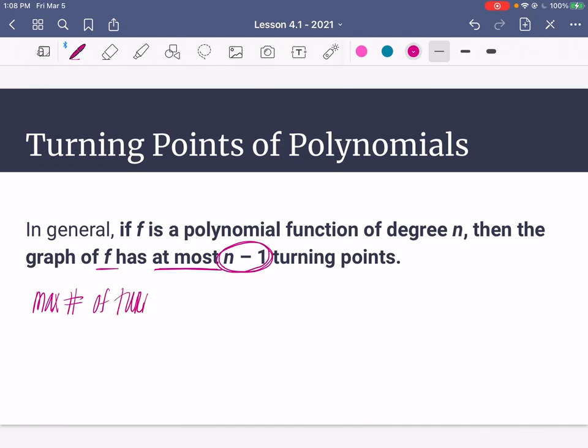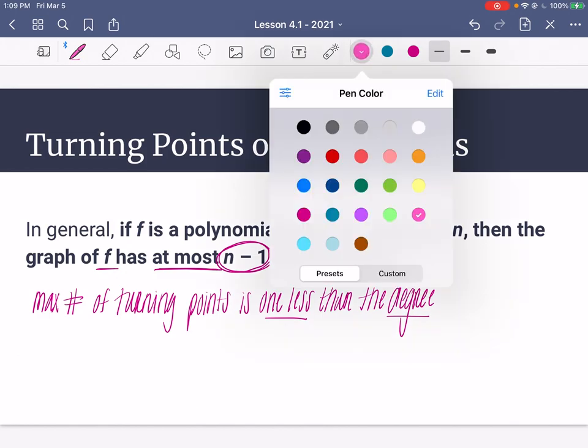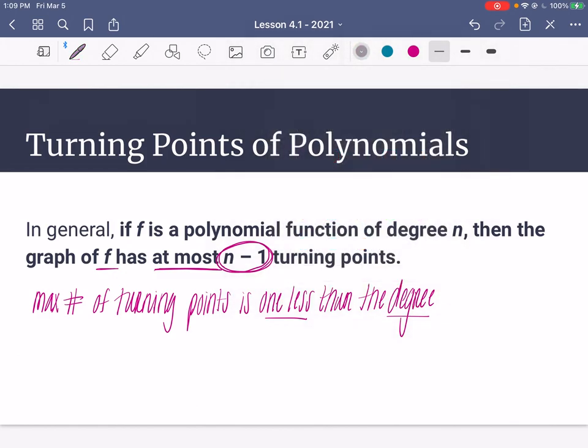So I'll just rewrite this in different words. Max number of turning points is 1 less than the degree. Okay, 1 less than the degree of that polynomial. For example, a first degree polynomial can have a max of 0 turning points. So what's 1 less than 1? Well, it's 0. So 0 turning points.